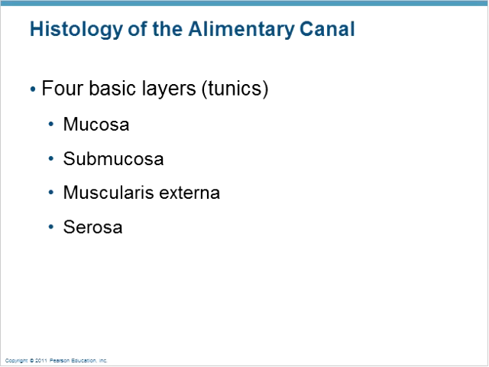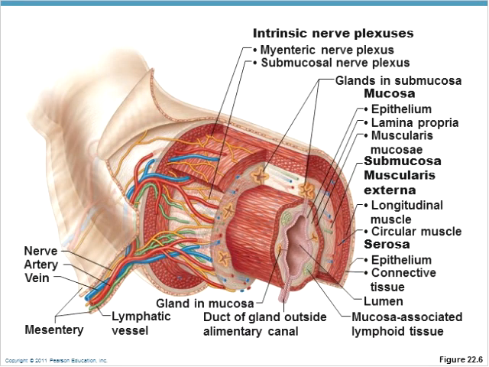We talk about the tissue, or the histology, of the alimentary canal. There are really four basic layers, and they're sometimes called tunics. You have the mucosa, the submucosa, the muscularis externa, and the serosa, and this is from inside to outside. As we look at this cutaway of tissue, you'll see the mucosa inside layer. You'll see the submucosa, which is the next layer out, which holds the glands and all of that.